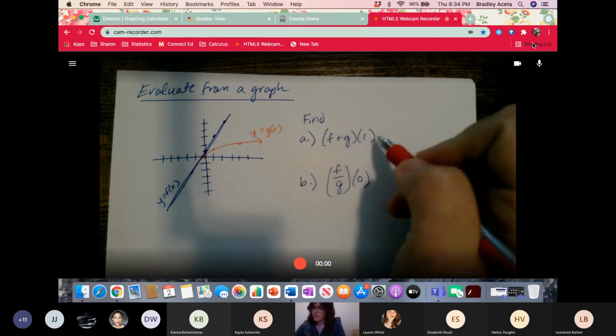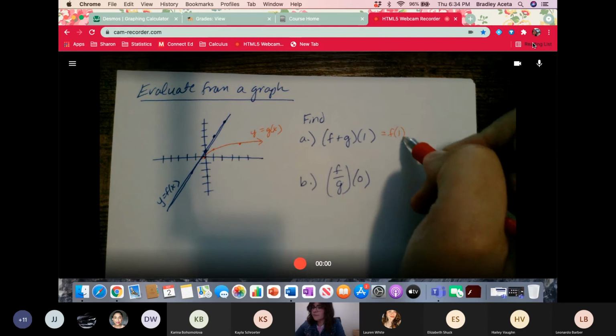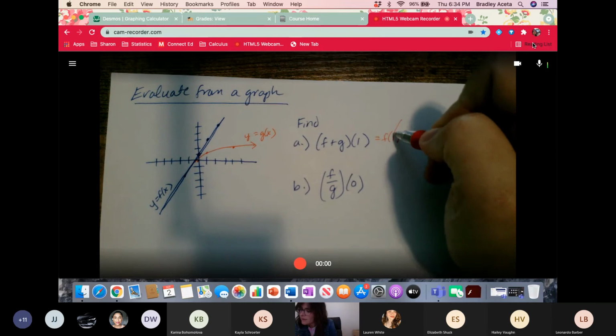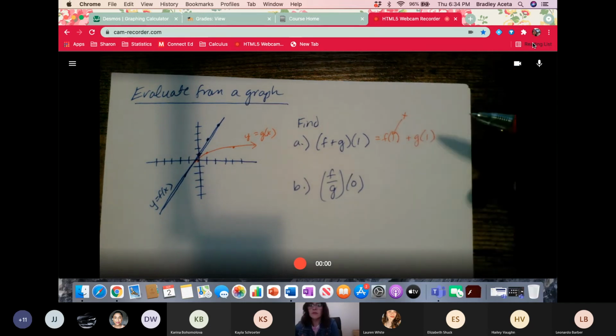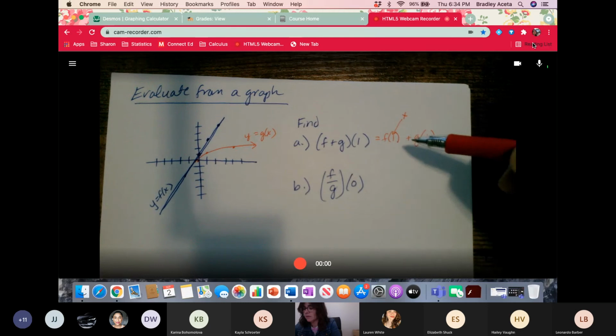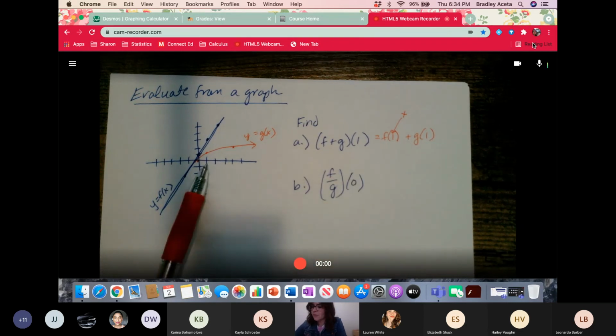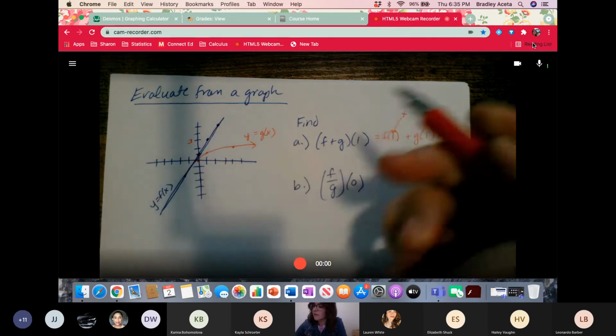So when I write this out, I'm saying I want the f of 1 plus the g of 1. Again, this 1 is the x value. I want you to tell me the f of 1. I want you to tell me the y value on which color. Well, if I want the f of 1, I would go to 1 on the x, and I want the f function's y. So if I go up here, that right there is 1 on the x. What would be its y value? 3.